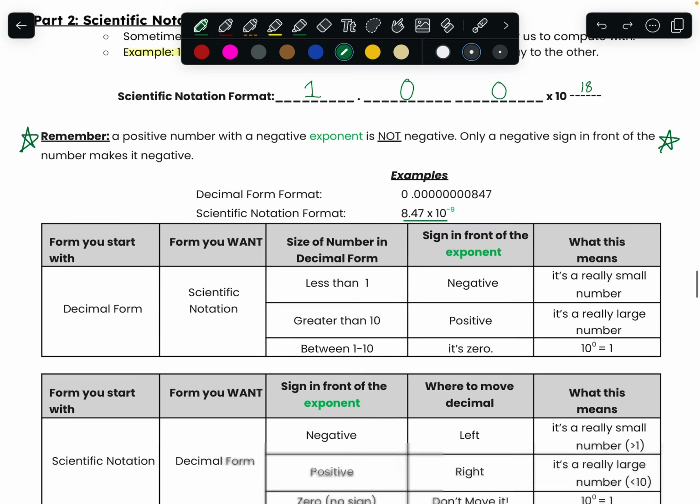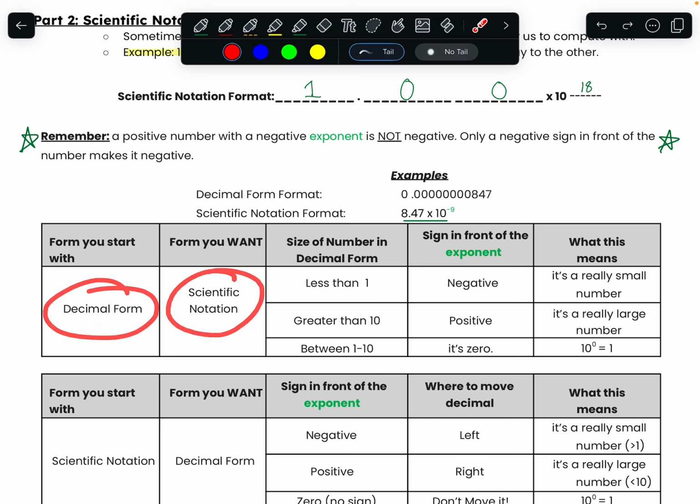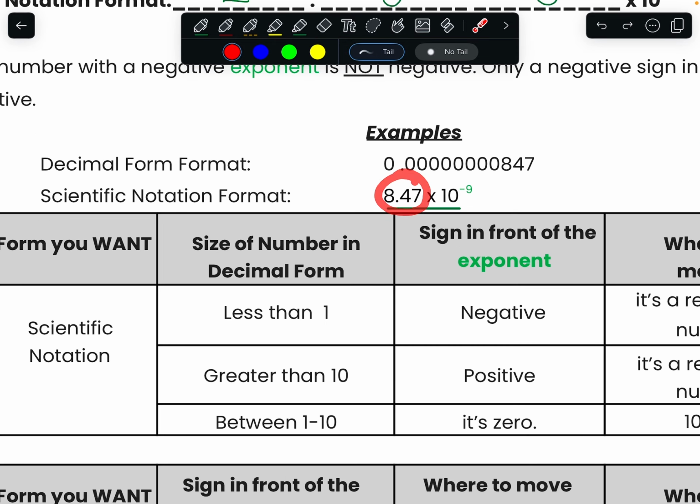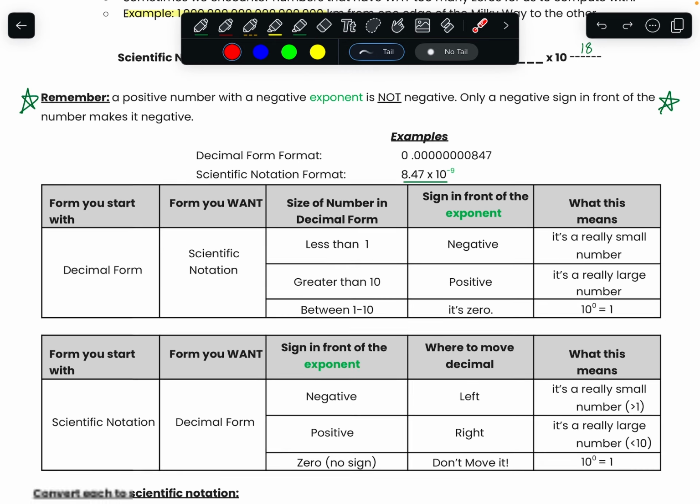So how do I use scientific notation? So I think of it this way. There's two kinds of conversions you're going to have to do. The first set of conversions is you're going to have to go from decimal form into scientific notation. So going from a number like this that has decimals in it and no exponent into this scientific notation format, where we see a number multiplied by 10 to some sort of power.